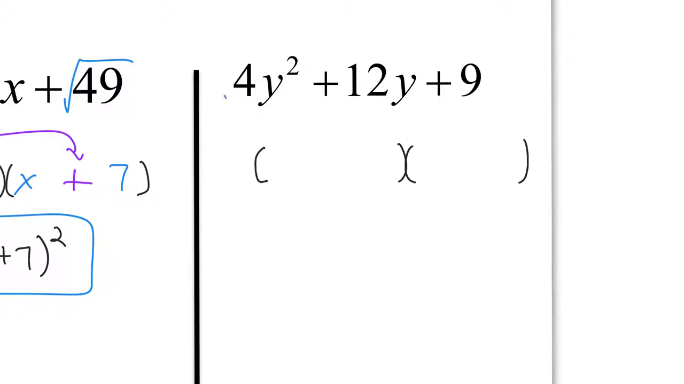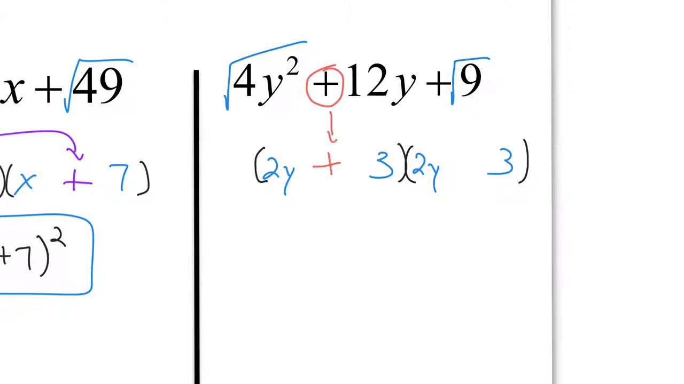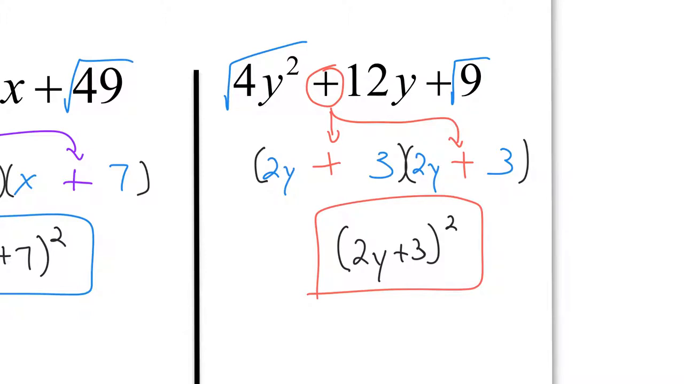You're going to take the square root of the 4y squared, and that's going to be 2y. The square root of 4 is 2, and 2y over here. Then you take the square root of the 9, and that's going to be a 3 and a 3 over here. Now you use the term in the middle. There's a plus, so you put a plus right here and a plus over here. Now you write this as a binomial squared. We have a 2y plus a 3 with a square. So there's my answer. We factored the perfect square trinomial.